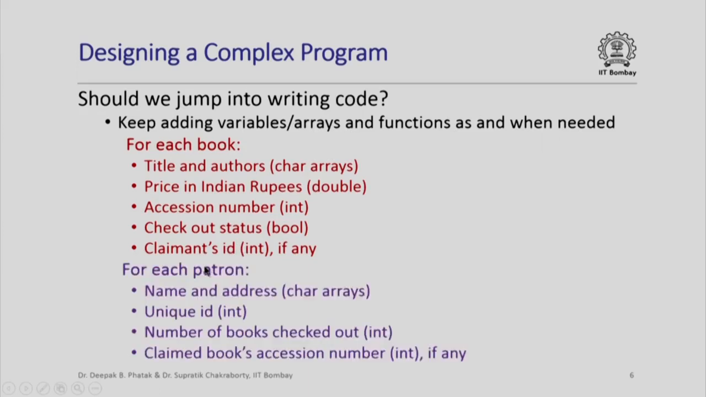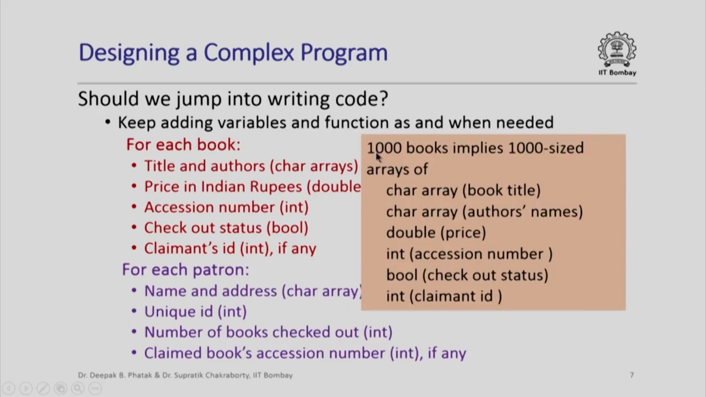Similarly, for each patron I need 2 character arrays, one to store the name and one to store the address. I need an integer variable to store the unique ID of the patron. I need another integer variable to store the number of books checked out by the patron, and finally I need an integer variable to store the accession number of a book that this patron might claim. As I have said earlier, each patron is allowed to claim only 1 book at a time, so we have only 1 integer to store the claimed book's accession number.